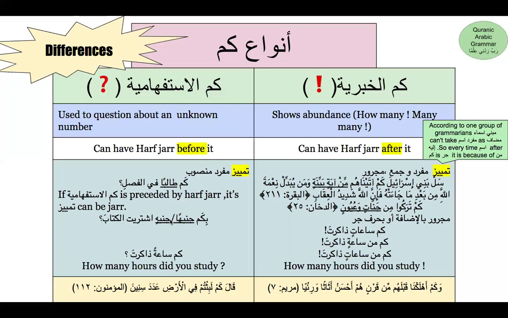However, the most popular opinion is that the tamyiz for kam al-khabariya can be majroor bil idafa or bi harf jar min, and in here we can say that kam and junayhin are making an idafa. However, both schools of thought must be kept in mind for any advanced student. They must be aware of the differences.